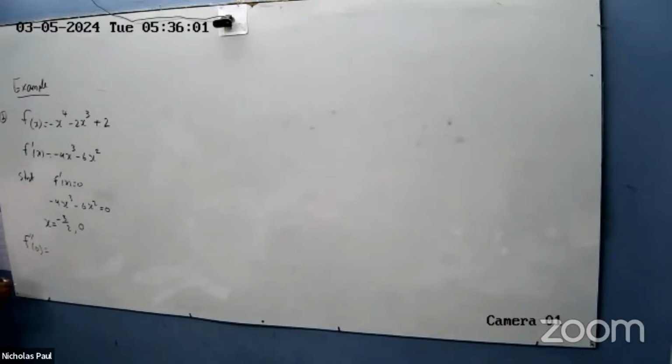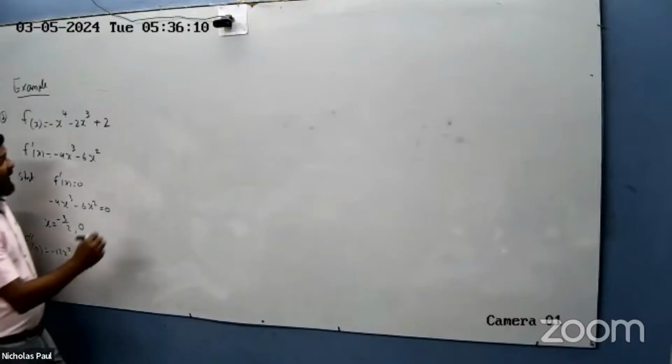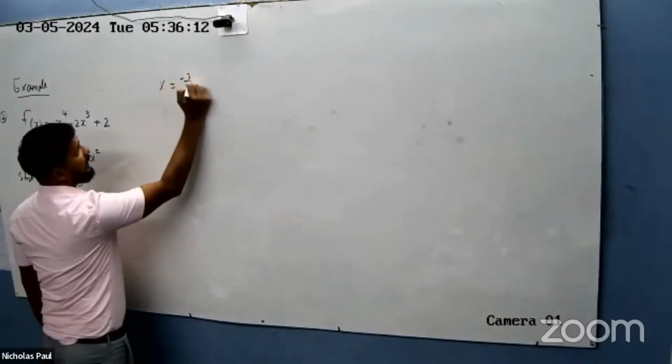So find your second differential. The second differential is minus 12x squared minus 12x. And then we're going to start here. Let's plug in x is minus 3 on 2.